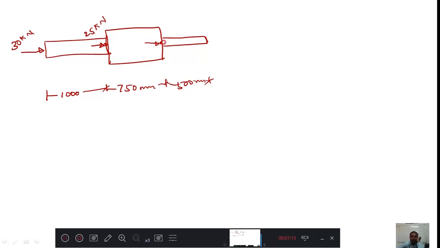That is P force, I don't know. And here it is pulled by, here also it is pushed by about 75 kilonewton. This is 75 kilonewton. Then the question is, what is P, and what is the total elongation? Okay.